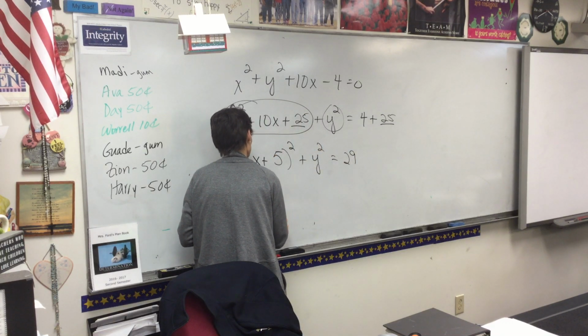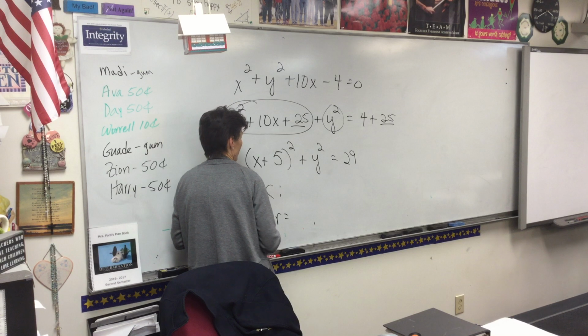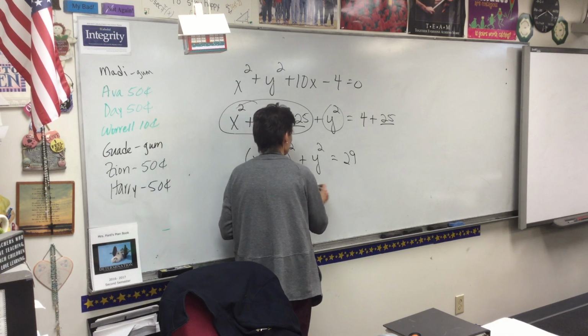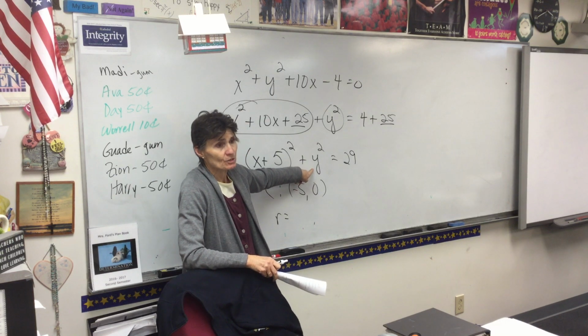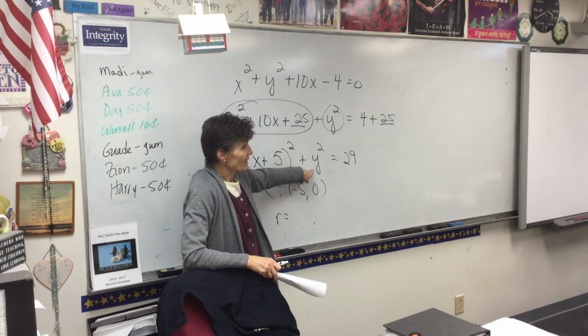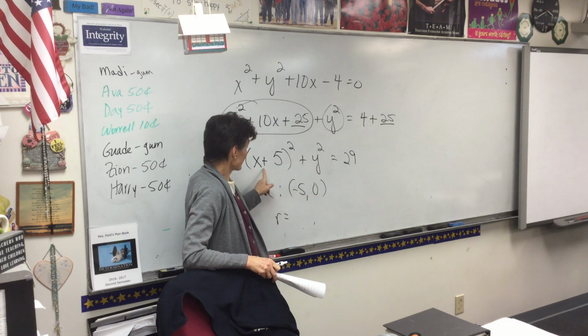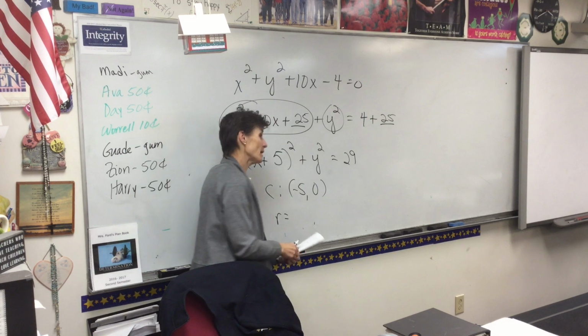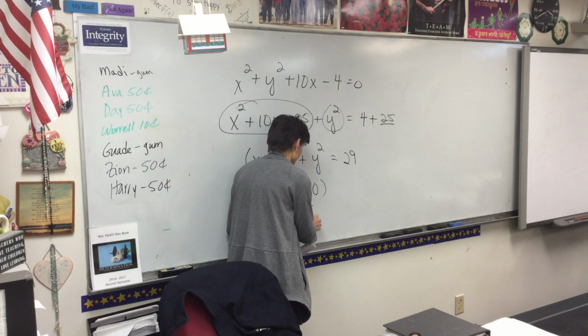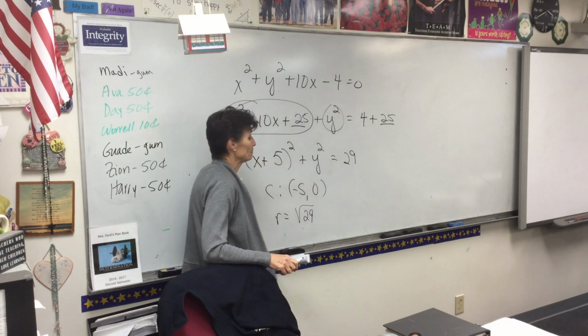Now, what's the center of this one going to be? -5, 0. Right. Remember, if there's nothing added or subtracted to it, it stays 0. The y part just is 0. The x part is the opposite of this, so it's -5. And my radius is the square root of 29.